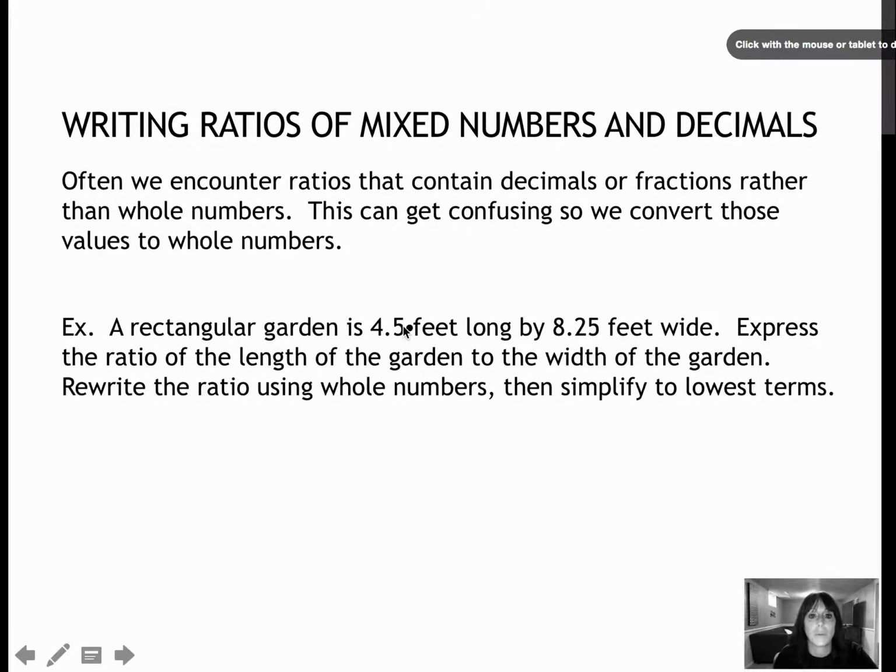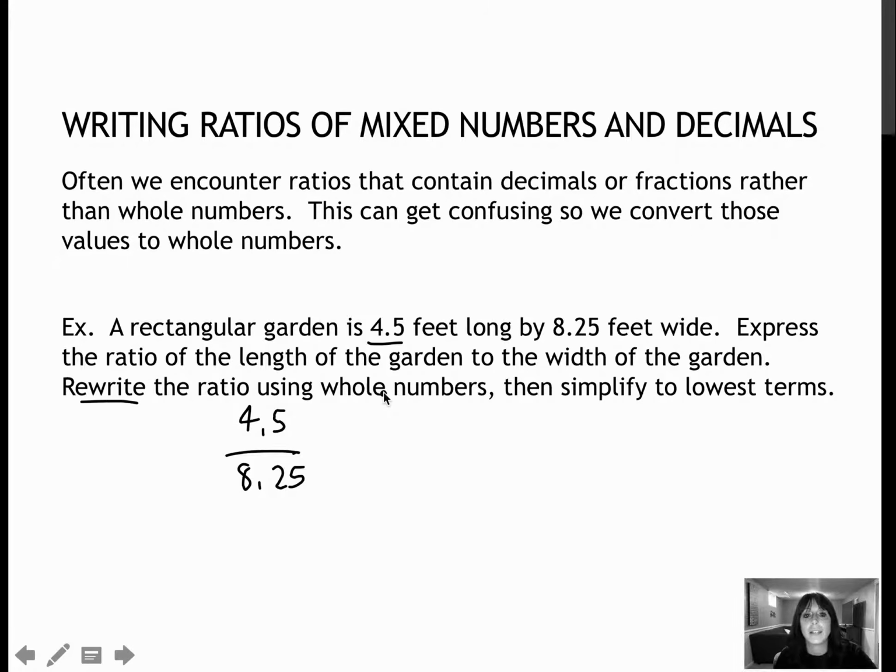For this example, we have a rectangular garden that's 4.5 feet by 8.25 feet wide. We're trying to write the ratio of the length to the width. So 4.5 feet to 8.25 feet would be the ratio of length to width. But I'm not comfortable with the fact that I have decimals within my fractions. So I'm going to rewrite this using whole numbers.